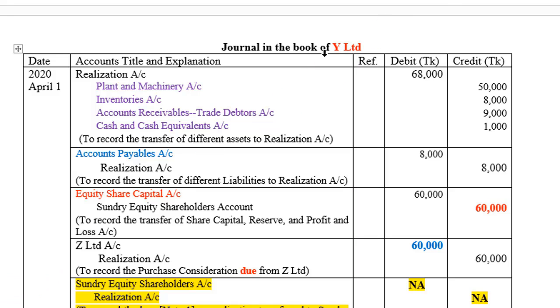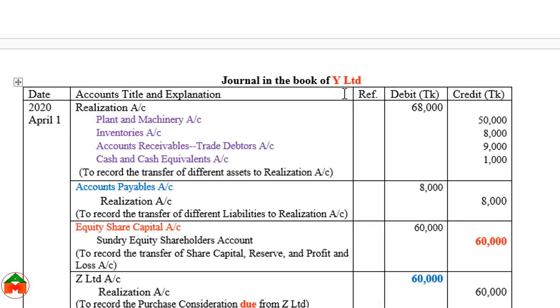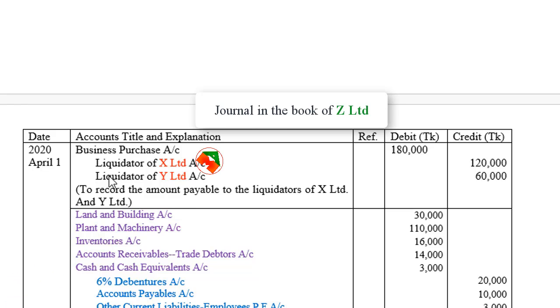Y Limited is the company which will be liquidated. We have seen the journal entries for X Company Limited and Y Company Limited. X and Y both are the transferor company. Transferor means the company which will be liquidated or dissolved. Now we will show the journal entries for Jet Limited. This is a newly created company.